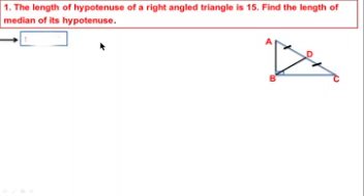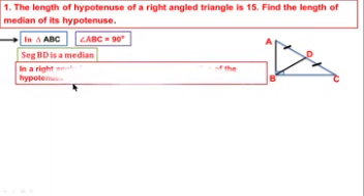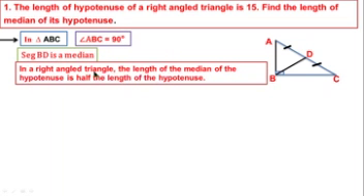In triangle ABC, angle ABC is equal to 90 degree. Segment BD is a median. In a right angle triangle, the length of the median of the hypotenuse is half the length of the hypotenuse. BD is equal to 1/2 AC.